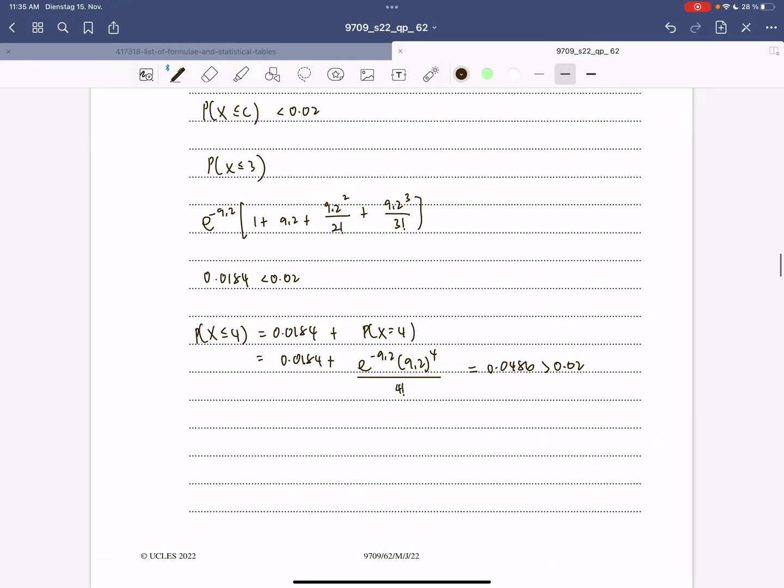So you have to compare this. This working is needed, okay, to show that x at most 3 is the critical region.